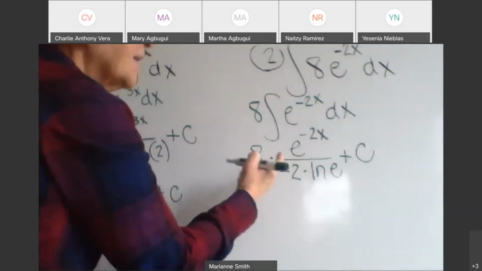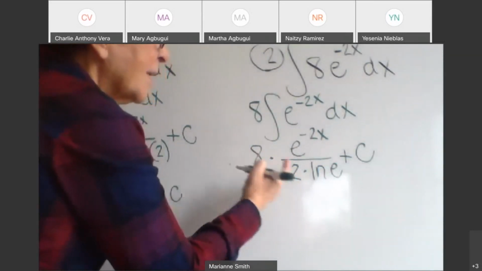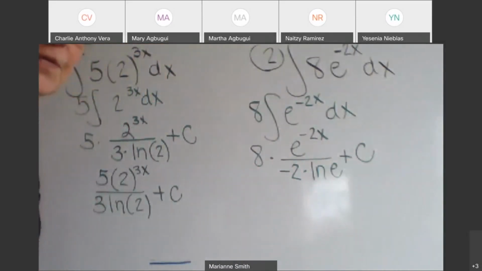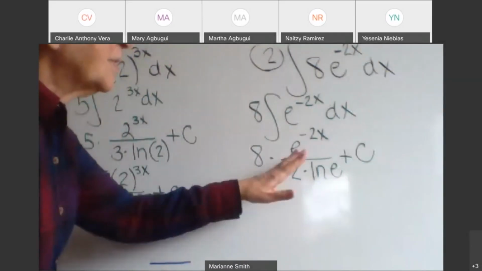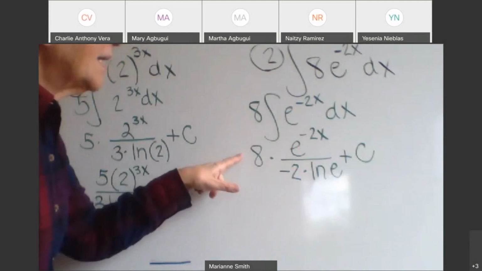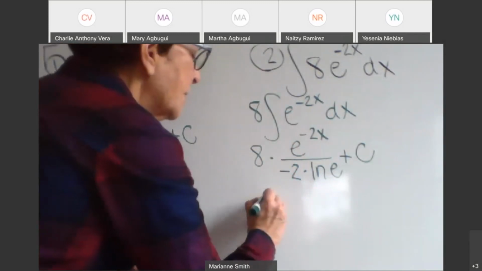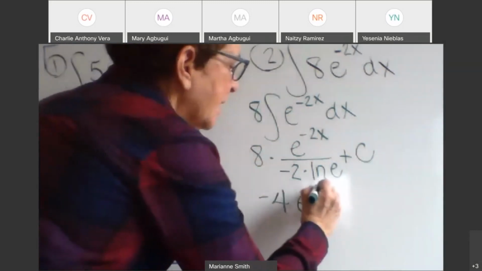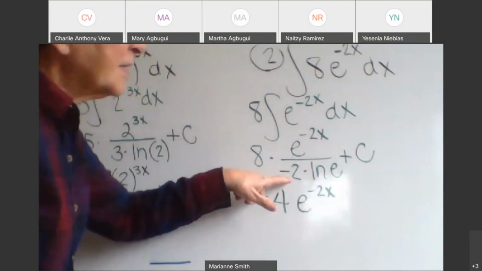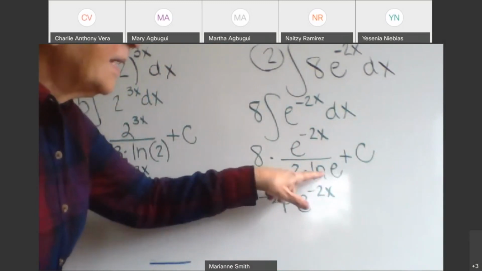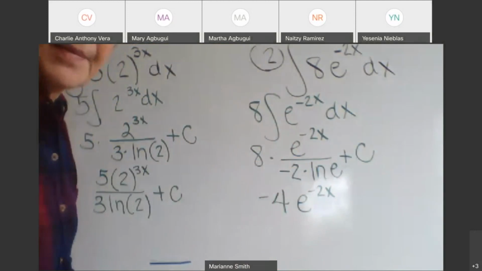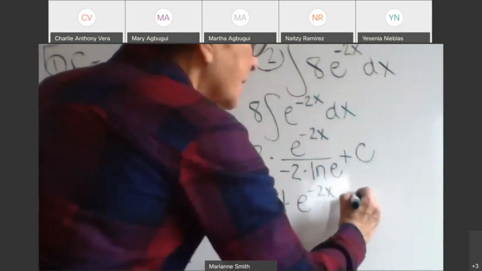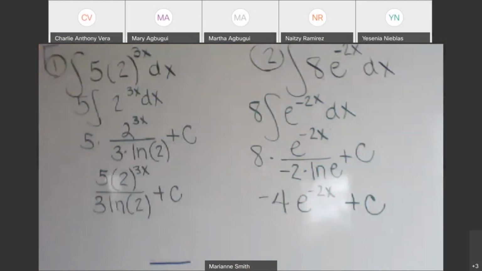So I have 8 divided by negative 2, right? And I can divide out a negative 2 from both of those. Negative 2 goes into negative 2 once. Negative 2 goes into 8 negative 4 times. So I have 4e to the negative 2x. This negative 2 canceled out, and ln of e is a 1, so all I have in the denominator is a 1. I don't need to write it. So this example gives me an answer of negative 4 e to the negative 2x plus c.